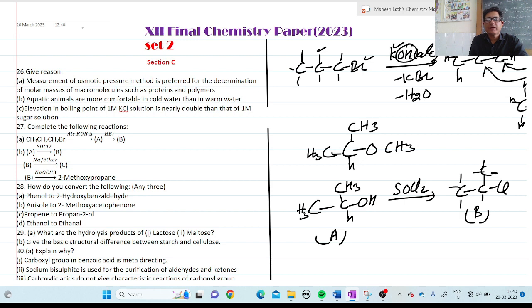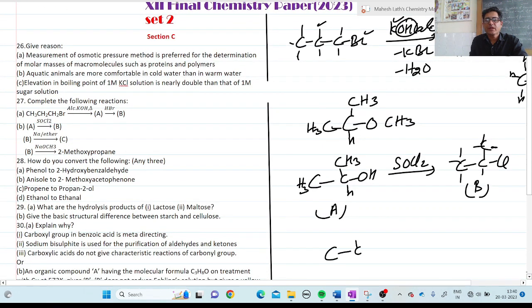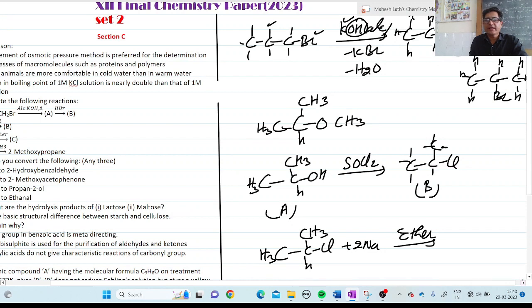It is B. When B reacts with sodium in presence of ether, it is the Wurtz reaction. Two Na and two chlorines form 2 NaCl, and the molecules combine from the second carbon and form bonds with the other carbons. It is C.